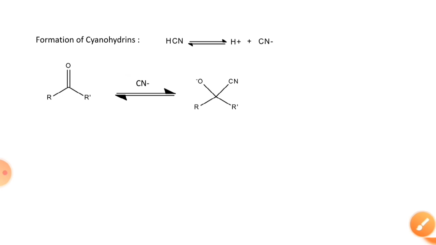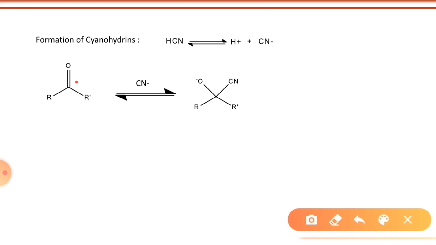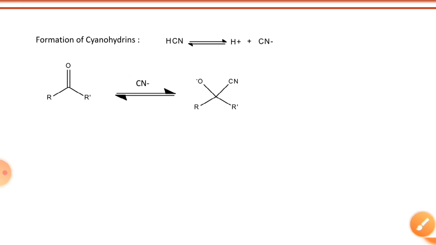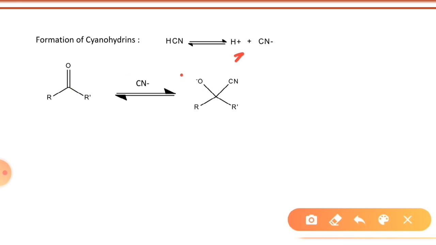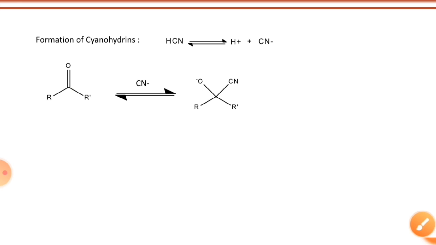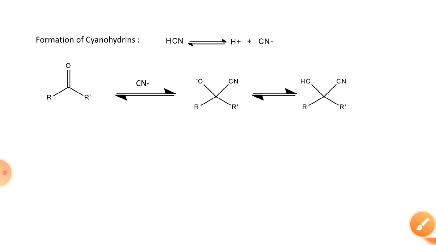Now as the double bond opens, O negative will form. Now H plus is present in the medium, and that O negative will capture that proton, and in the next step that compound forms, and this compound is named the cyanohydrin compound.